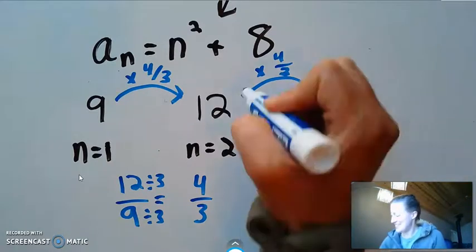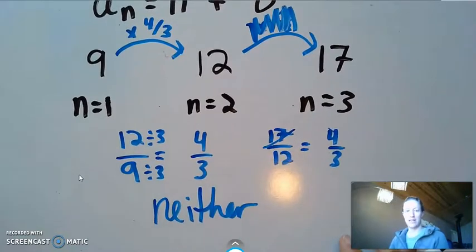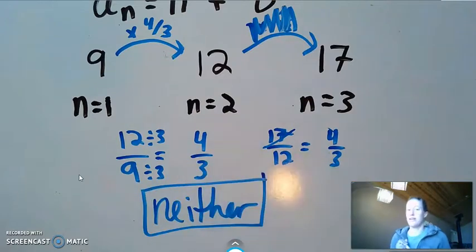So this doesn't multiply by something consistent every time. It doesn't add or subtract by something consistent. It doesn't divide. And so this pattern would be a neither. It's not adding or subtracting. It's not multiplying or dividing. And so it's something other than arithmetic or geometric.